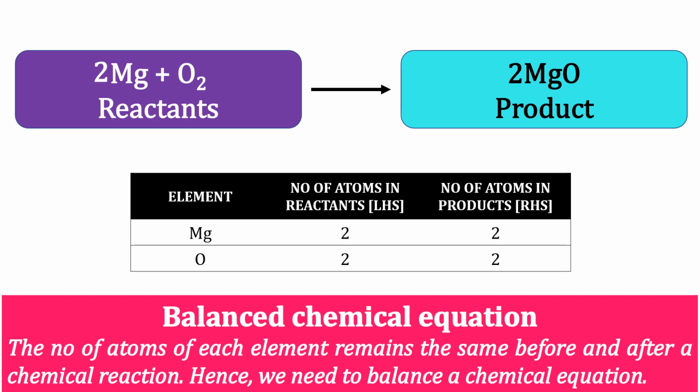The number of magnesium and oxygen atoms is 2 each on both reactant and product side. The number of atoms of each element remains the same before and after the chemical reaction. Hence, it satisfies the law of conservation of mass. It is termed as a balanced chemical equation.